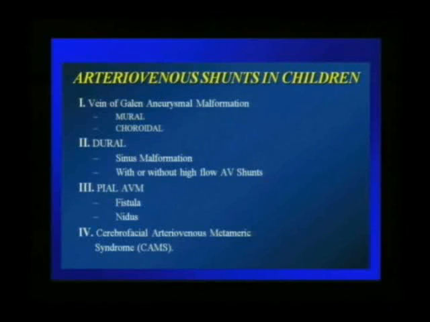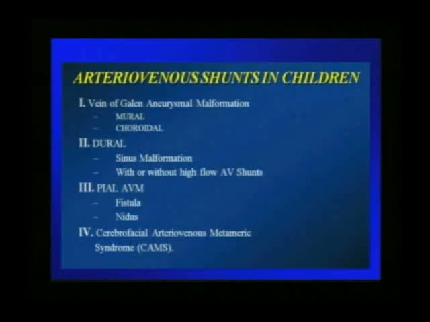When you look at the arteriovenous shunts in the brain in children, these are the basic 4 malformations or lesions. The most important, the commonest, and probably the most challenging is the vein of Galen aneurysmal malformation, which has 2 types, the mural and the choroidal.